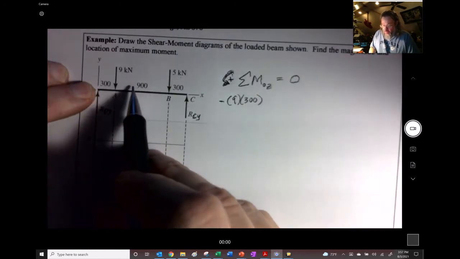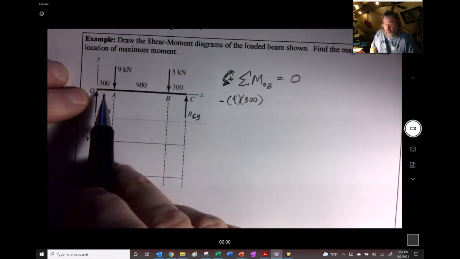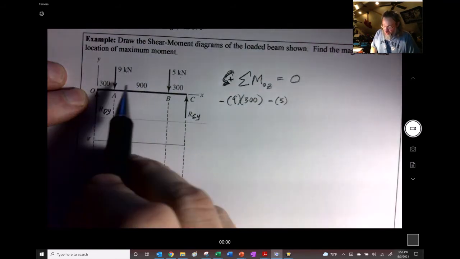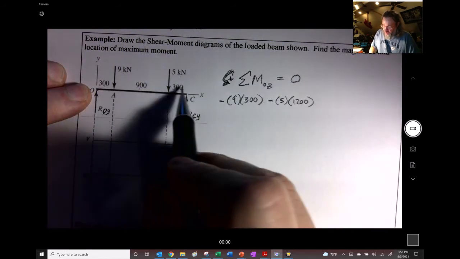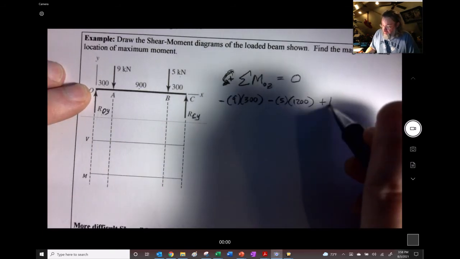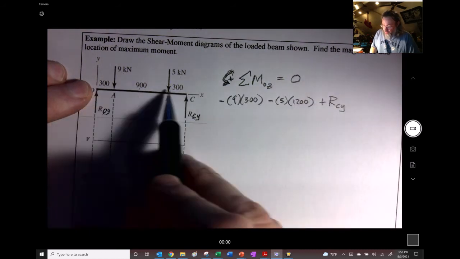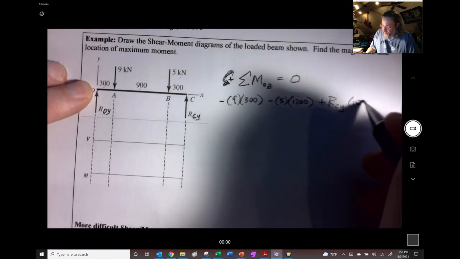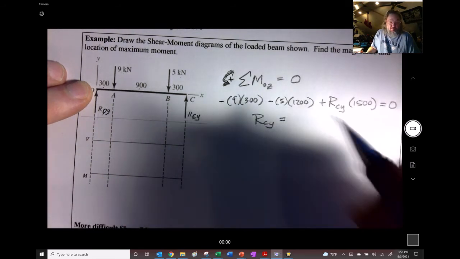And then going over to the right, we see we have 5 kilonewtons. That too is going clockwise about O, so it's also negative. But now its distance is 300 plus 900, which is 1200. And then keep it going to the right, and we have our reaction, RCY, and that's going counterclockwise, so it's positive. We go RCY. And the distance to that point is 300, 900, 300. That's 1,500 millimeters, equal to 0.